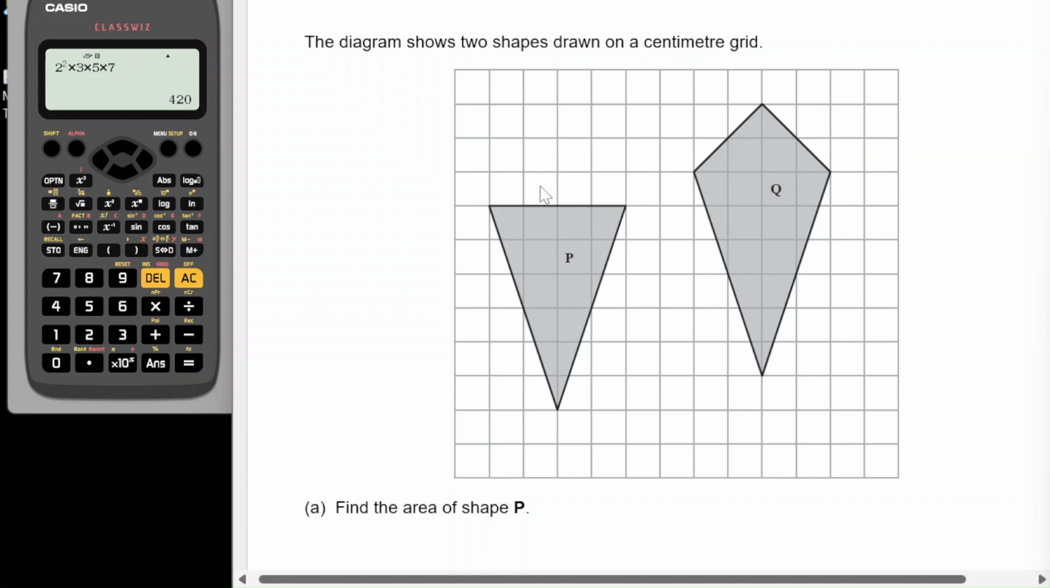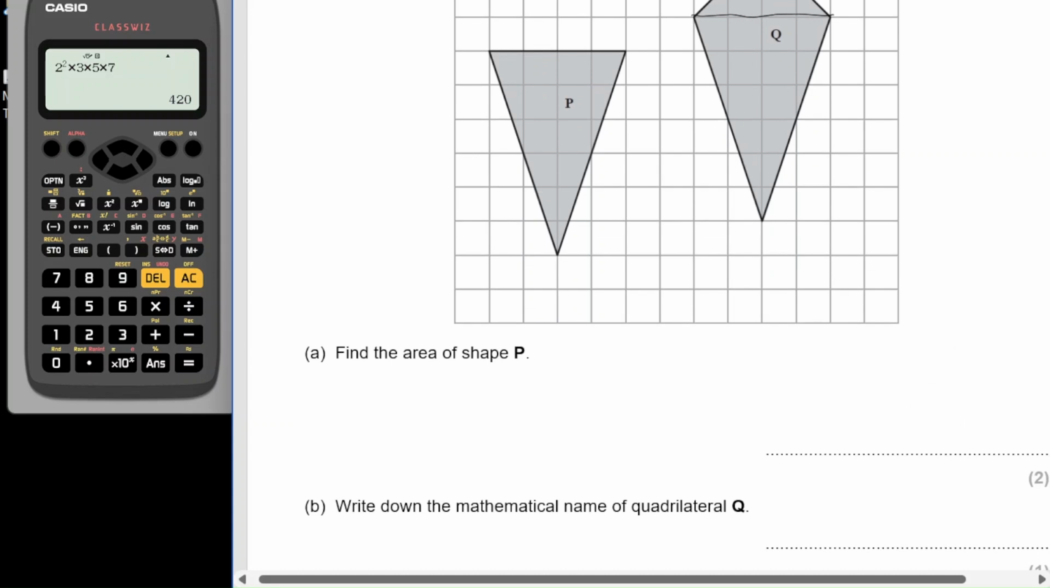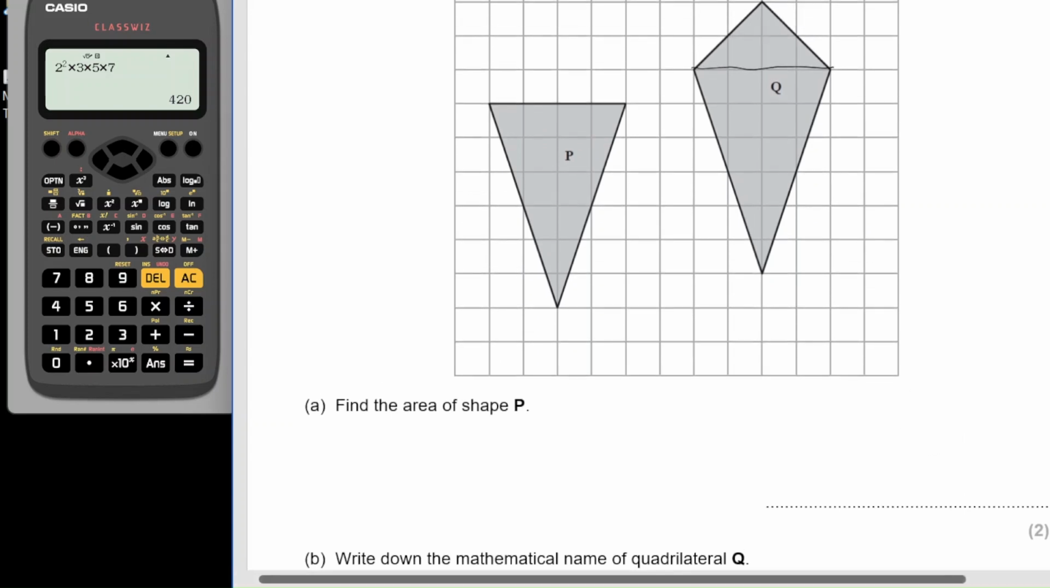Question 20. The diagram shows two shapes that are drawn on a centimeter grid. Find the area of shape P. So in effect, we've kind of got two triangles here. We can treat it as the area of a kite actually, but we won't. Sorry, I'm ahead of myself. We're only asked to find the area of shape P.